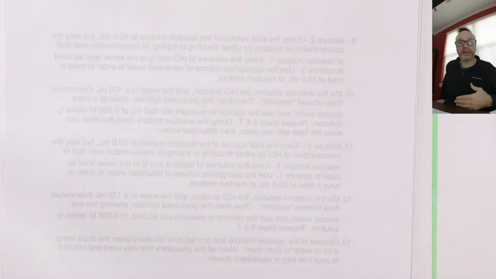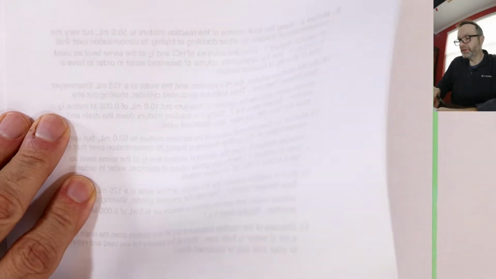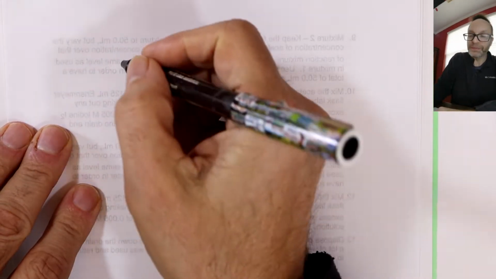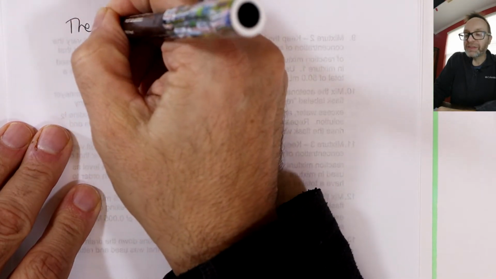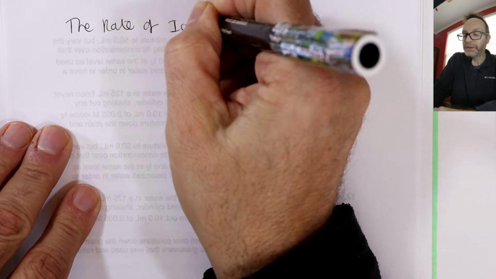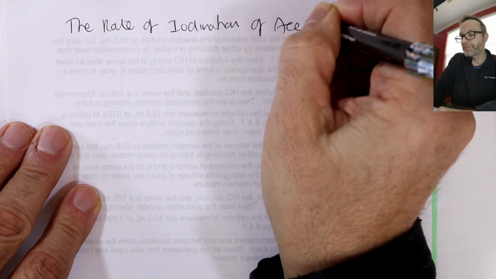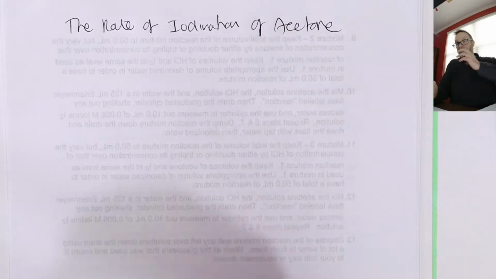Of course, I need a pen. I don't have a pen, so excuse me a second. So I got myself a pen. All right. So the experiment is called the rate of iodination of acetone. Let me just write it down. Okay, so we know that.